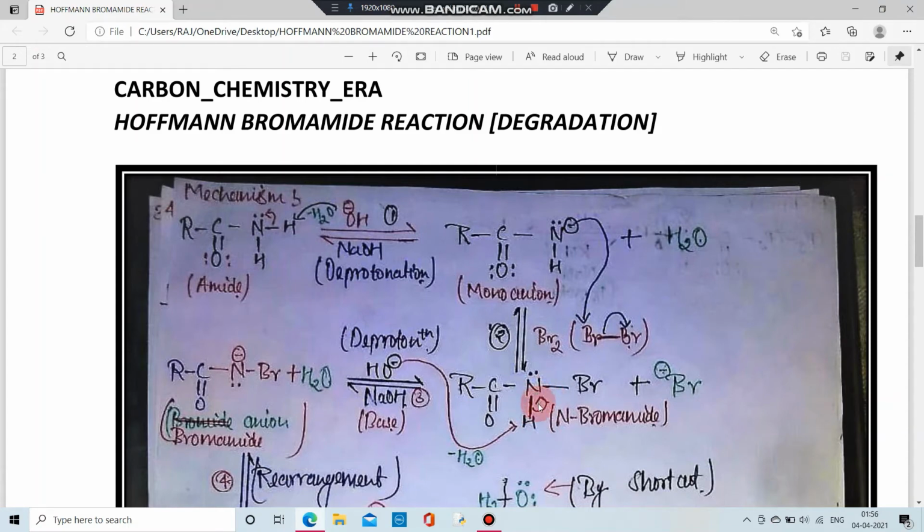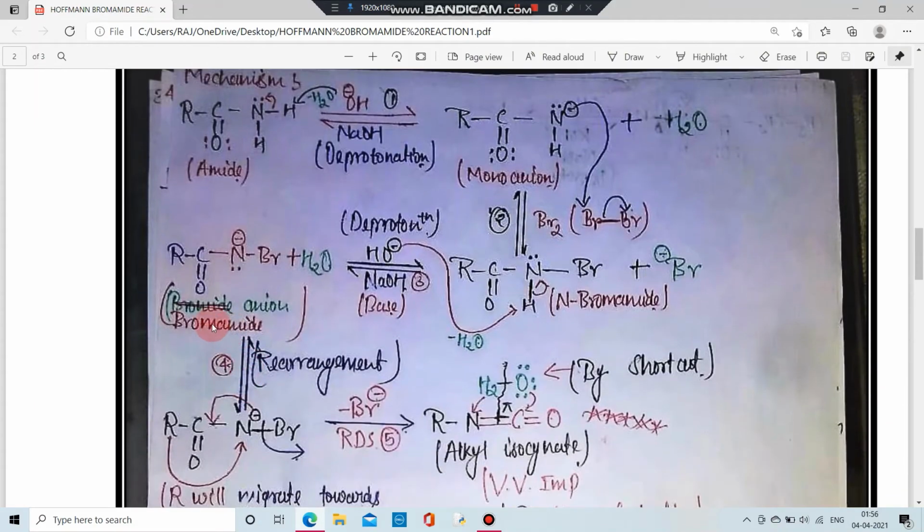So with OH minus and this H, we are going to get a water molecule taken outside, and this R C double bond O, and a negative charge will be created on this nitrogen atom. So we have got this. Now this is an N-bromamide anion. Look, N-bromamide anion. Now a rearrangement takes place within the molecule here. So we have written it as it is here. Now what will happen is the negative charge on this nitrogen atom is going to shift as a pi bond between C and N.